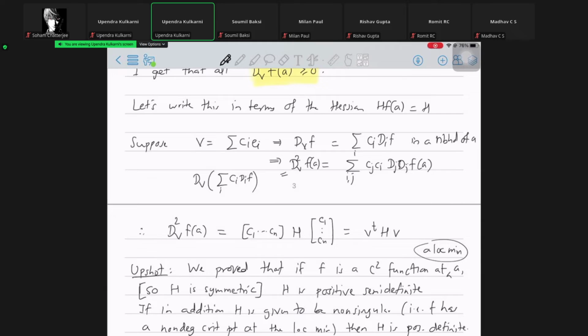No, you see, because V could be a very small vector. But the point is, what I want to do is divide by the norm of V, the whole square, and get a bound on that. And that is possible. So what do I get? A lower bound on this function when the norm of V is 1.